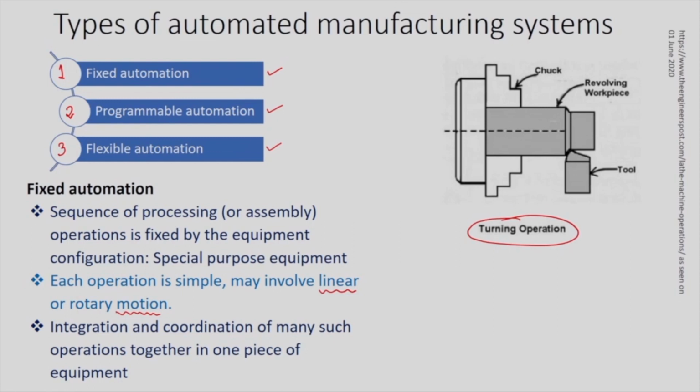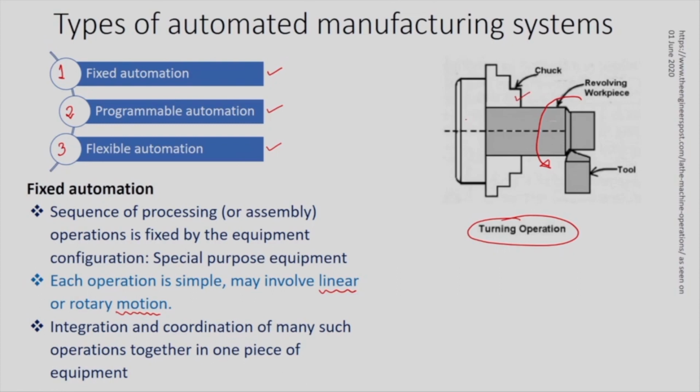So what is happening in a turning operation? There is a workpiece, the workpiece is revolving, and this workpiece is held in a chuck, it is fixed in a chuck. Chuck is nothing but a work holding device.